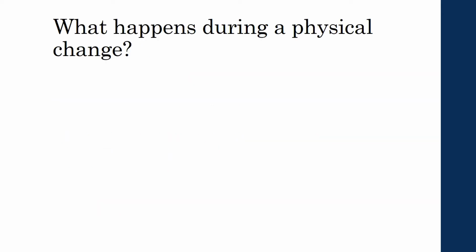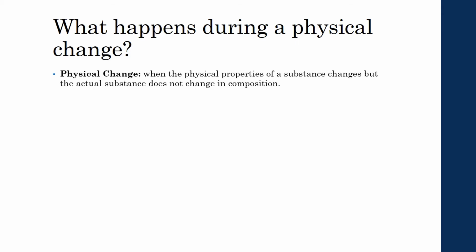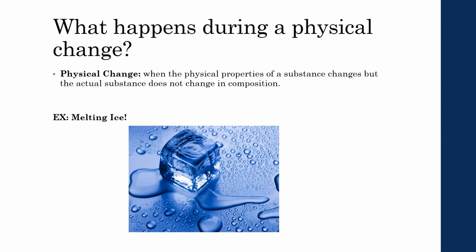So chemical reactions all have to deal with change, but there are 2 different types of changing. So what happens during a physical change? Physical change is when the physical properties of a substance change, but the actual substance does not change. An example would be melting ice. The ice is going from solid to liquid, but it's still water. It's not changing into a different substance like sulfur or something.